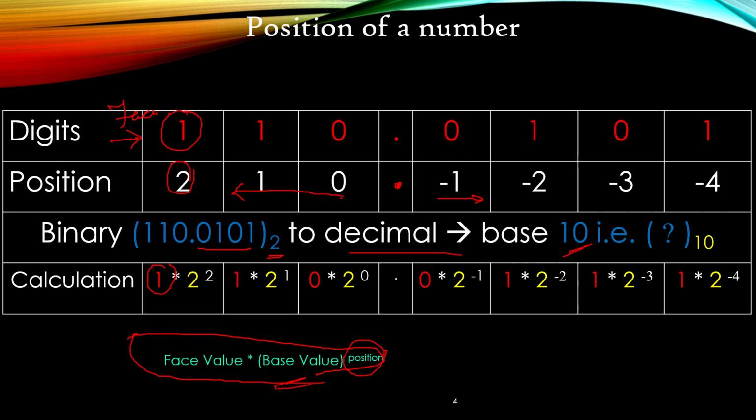Likewise, we have to consider the next number. The face value is 1, into the base value, it's a binary number, so 2 power, and the position here is 1. Next, for the third digit, 0 into 2 power 0. Now coming after the decimal point, the face value of this digit is 0 into 2 power the position value -1. So likewise, we have to write it for everything, right?